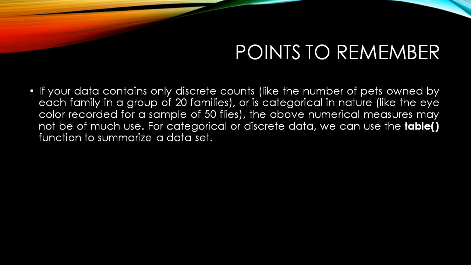So for categorical or discrete data, we use the table command, okay? That is table, bracket open, bracket close. This creates the frequency distribution of the given data, okay? Now let us say, if I'm talking about the eye color of bees, black, brown, blue, let us say, these are the three colors. I'll get to know out of 50, how many bees have black eyes, how many have brown eyes, and how many have blue eyes, okay?